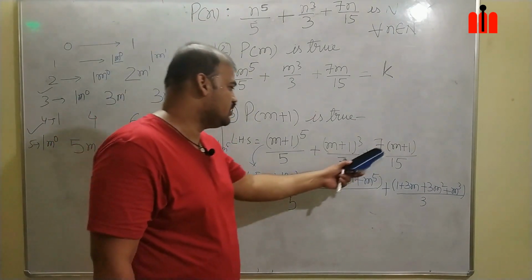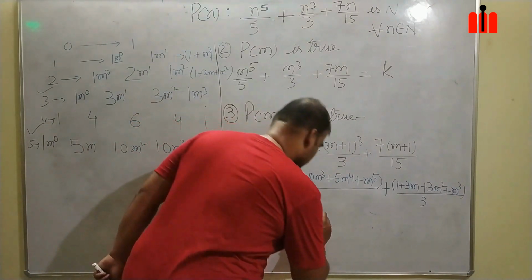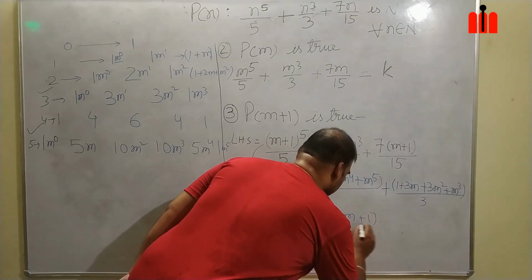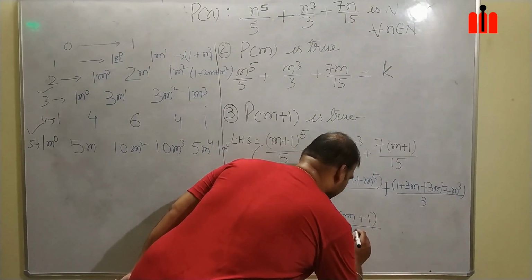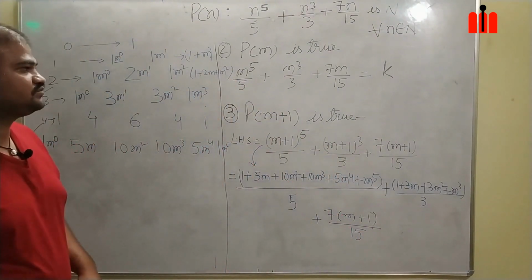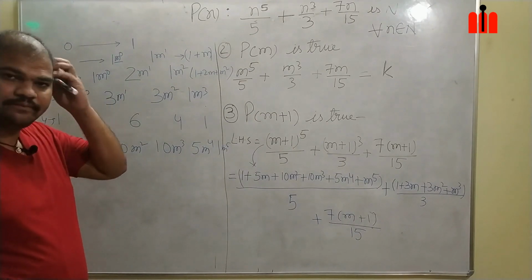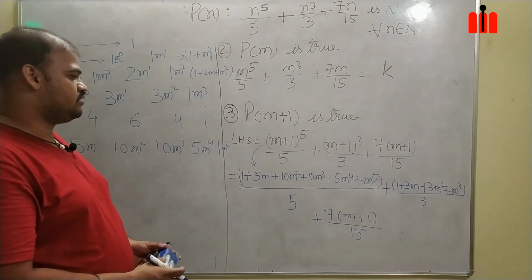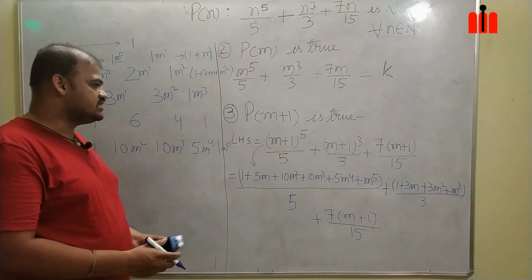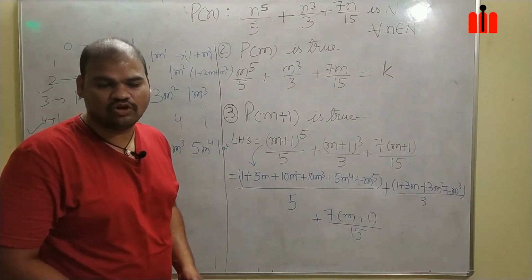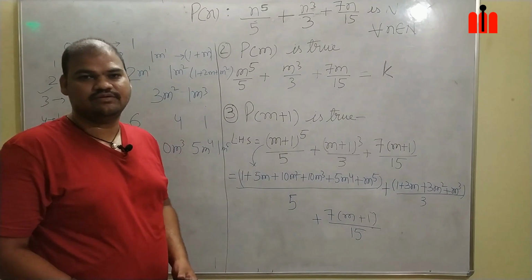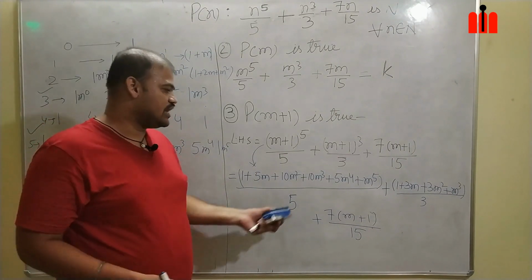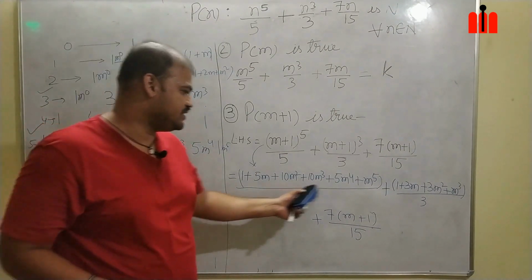Now let's come to our third term. Third term is 7m + 1 by 15. Is that clear? Okay, now in this P(m + 1), how should my RHS look? It should be any integer, any integer greater than 0, that is a natural number. So I should come up with an integer number for this P(m + 1) statement.